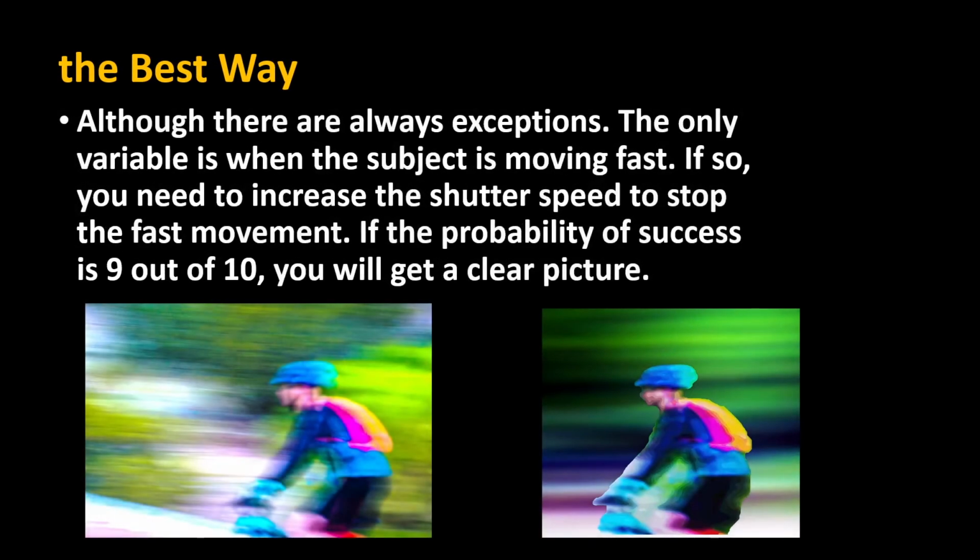Although there are always exceptions. The only variable is when the subject is moving fast. If so, you need to increase the shutter speed to stop the fast movement. If the probability of success is 9 out of 10, you will get a clear picture.